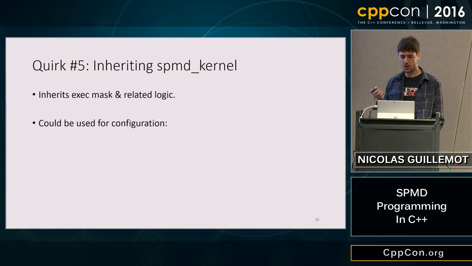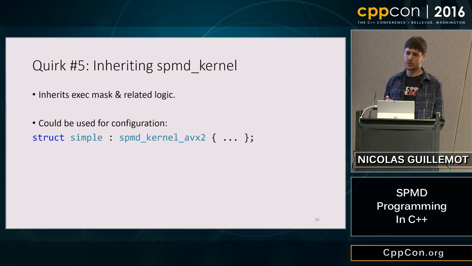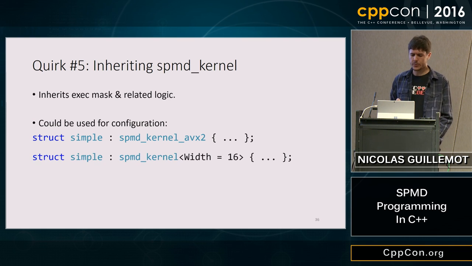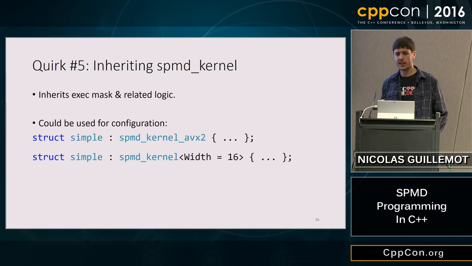For example, imagine you want to write a kernel that you know should use AVX2. This is just in theory. Maybe there could be an SPMD kernel AVX2, and then you're guaranteed what instruction set is used for your kernel. Alternatively, you could get a template argument for the width. That could be useful when writing code that interfaces between SIMD code and other code, where sometimes you want to assume you're working in blocks of 16, maybe 16 pixels, and whether the instruction set works in terms of 4, 8, or 16 is an implementation detail.